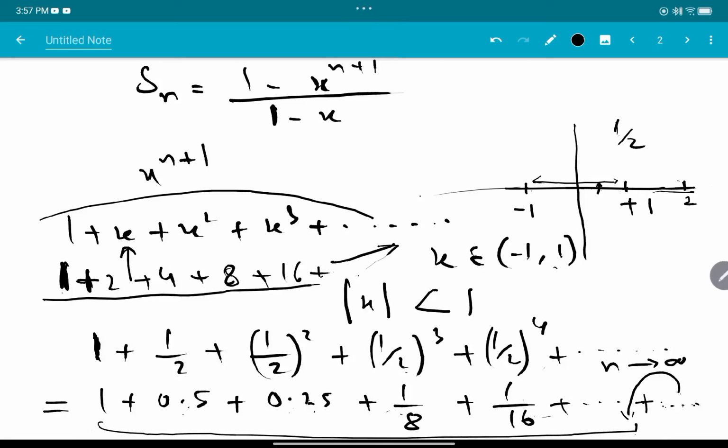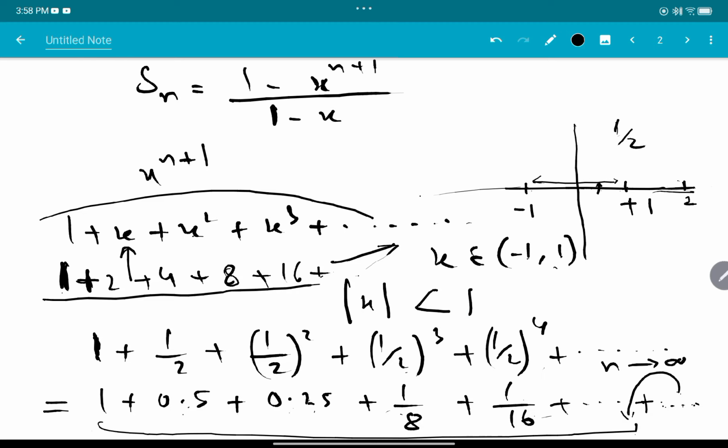So when does this series, 1 plus x plus x square plus x cube, converge? We remember that whenever the size of x is less than 1, it will converge. Otherwise it will diverge or oscillate. We need not bother about it. At least we know it will converge only when this condition holds. And that is my point. That is what I am going to use.